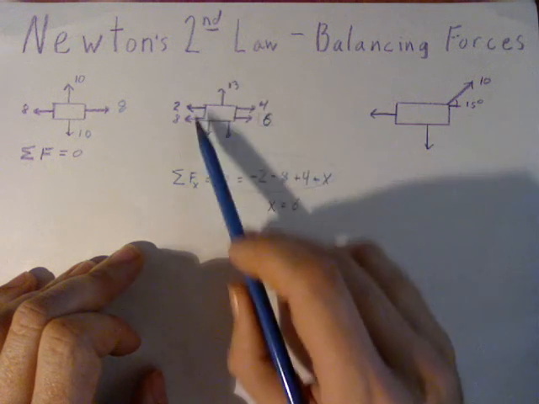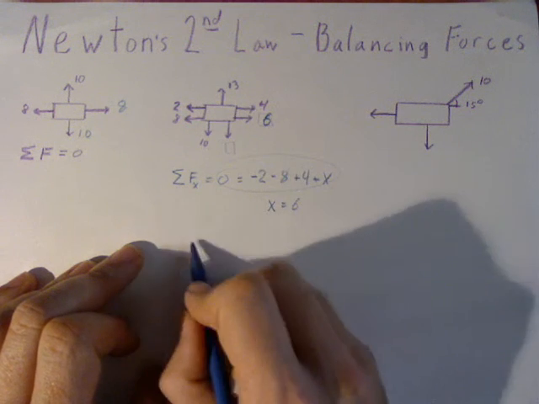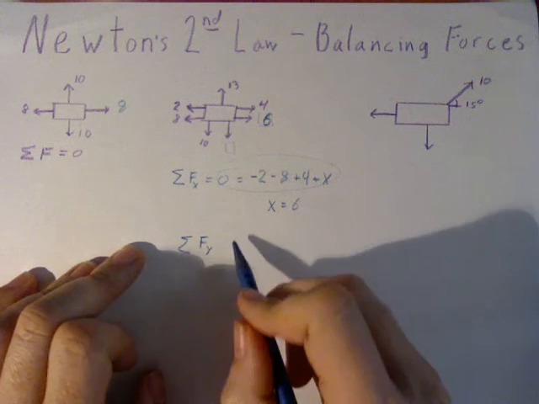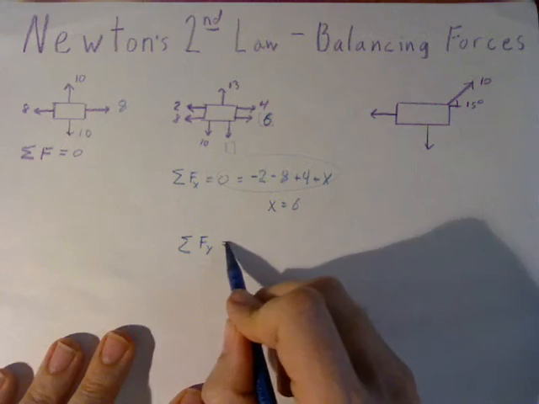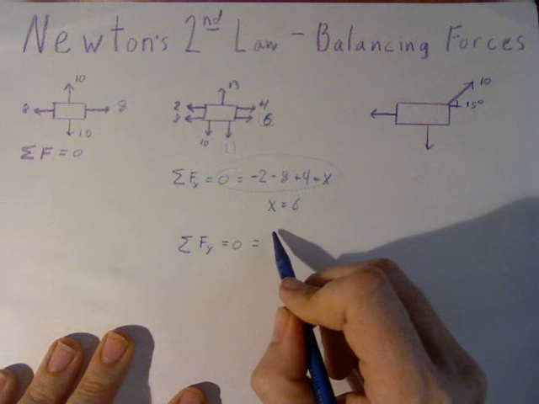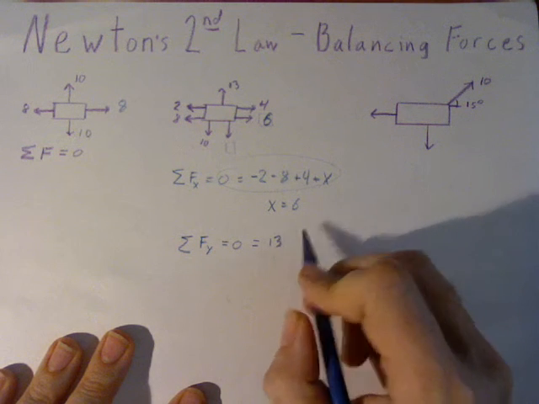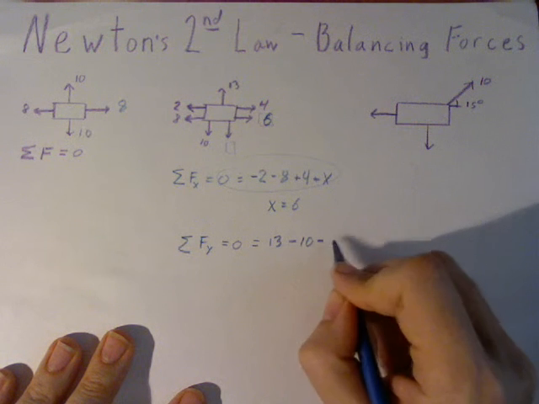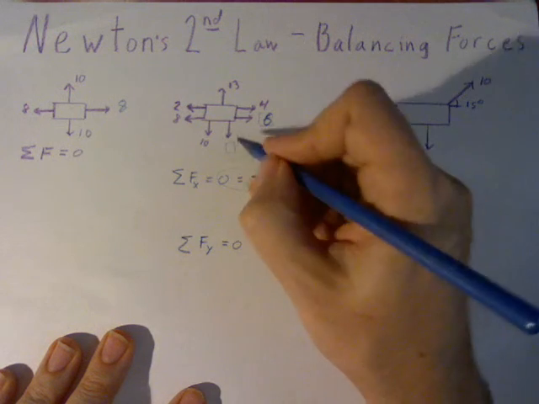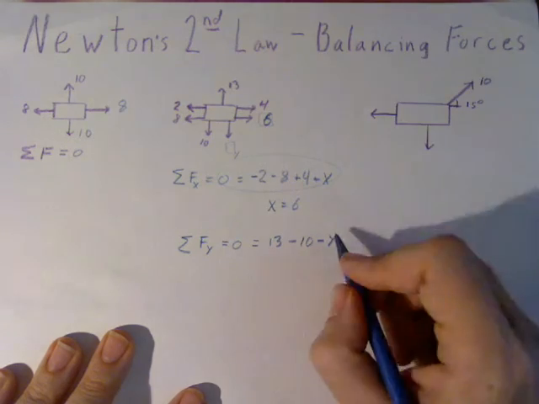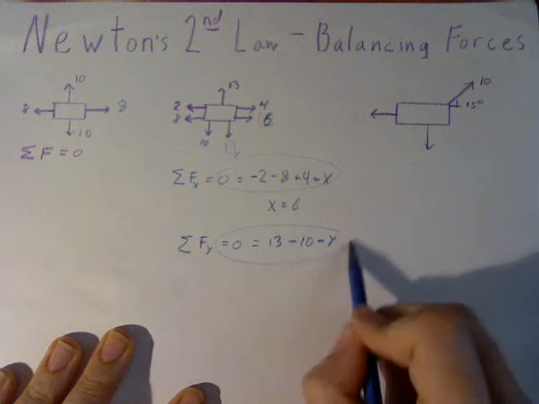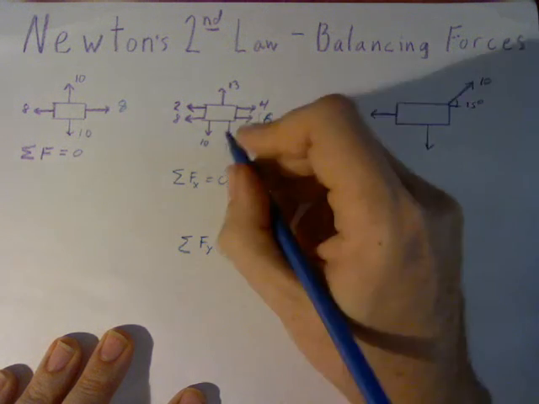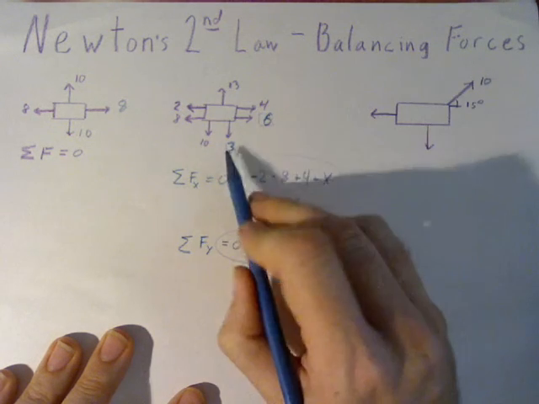Likewise, if we take the vertical forces, we can write summation of force in the y direction equals 0. And the forces in particular are 13 up, 10 down, and another unknown force I will call y, this being y right there. So we take our little equation. If we solve for y, we see that y equals 3. We can put 3 right there.